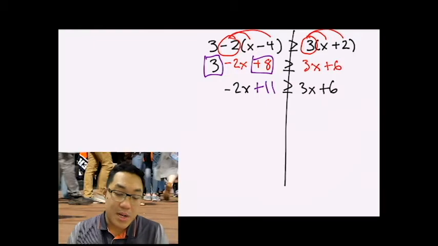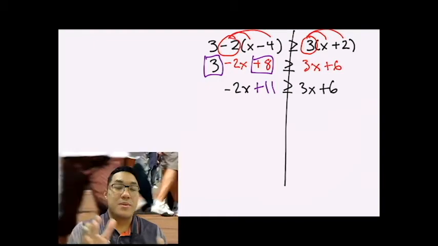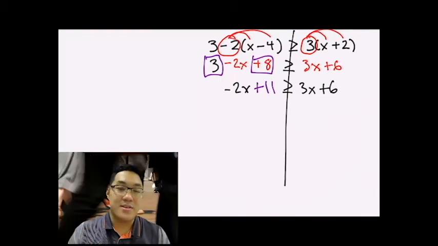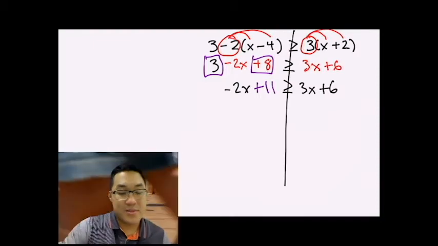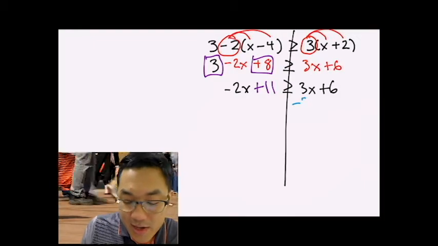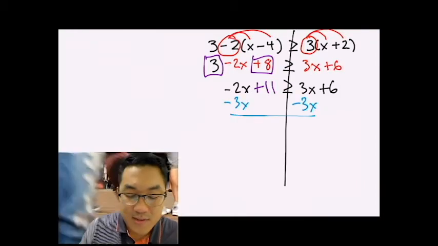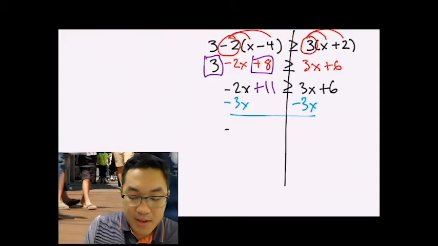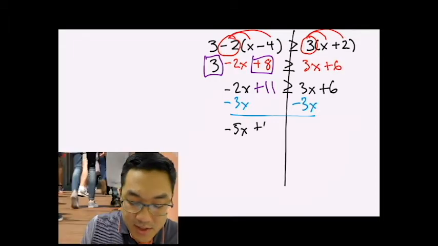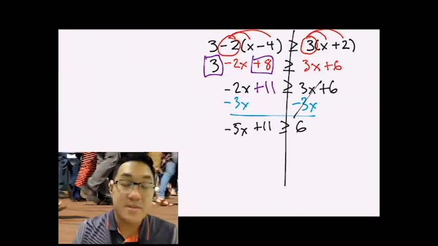Now I've got a problem with variables on both sides. When that happens, you want your variables on the left, numbers on the right. Keep it simple, so if you see any variables on the right, cancel them. If you see any numbers on the left, cancel them. I see a 3x on the right side. I want to cancel that, so let's subtract 3x. That gives us negative 5x, because negative 2 minus 3 is negative 5, plus 11 is greater than or equal to 6.